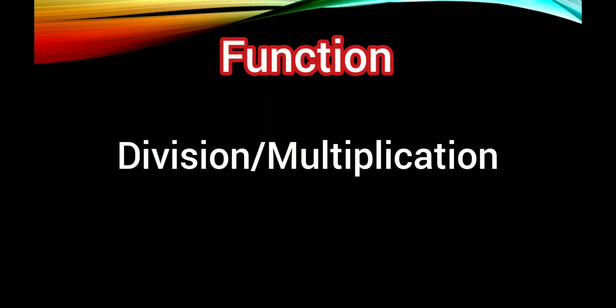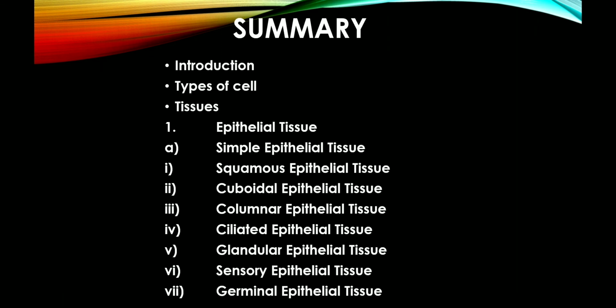So we'll stop here. Let's see a quick summary of what we studied today. We studied the introduction for animal tissues. Then we studied about the types of tissues. In that we started with epithelial tissue. In epithelial tissue, we started with first one, that is simple epithelial tissue. In that we studied about squamous epithelial tissue, cuboidal epithelial tissue, columnar epithelial tissue, ciliated epithelial tissue, glandular epithelial tissue, sensory epithelial tissue, and germinal epithelial tissue.